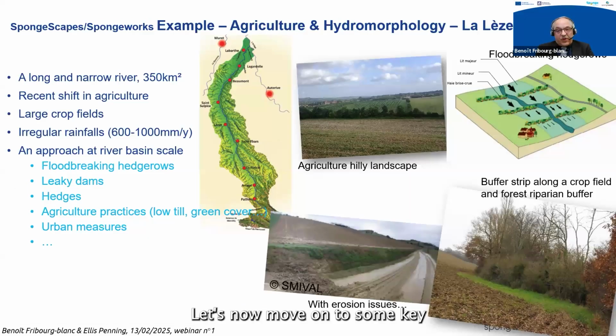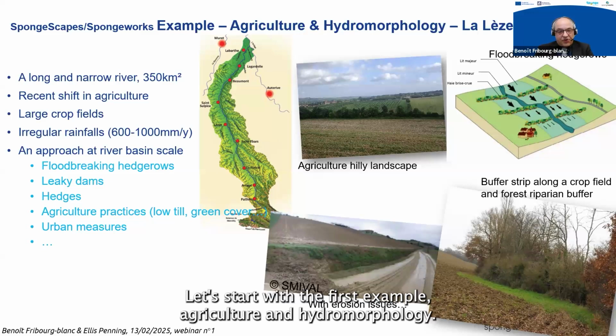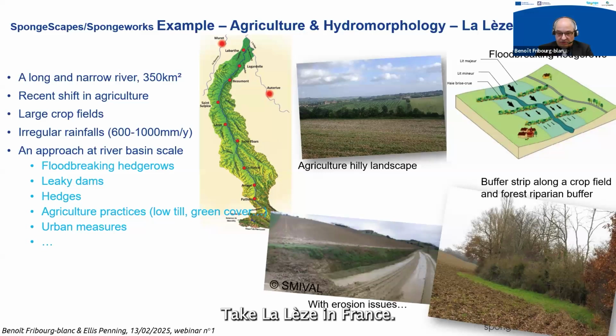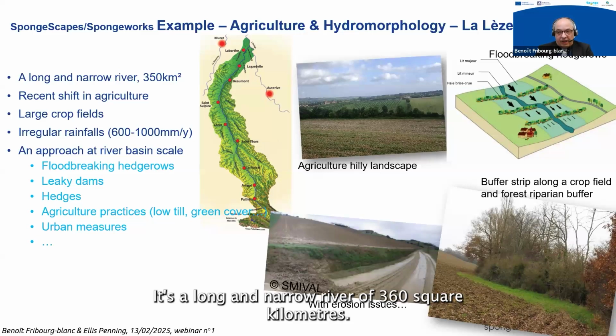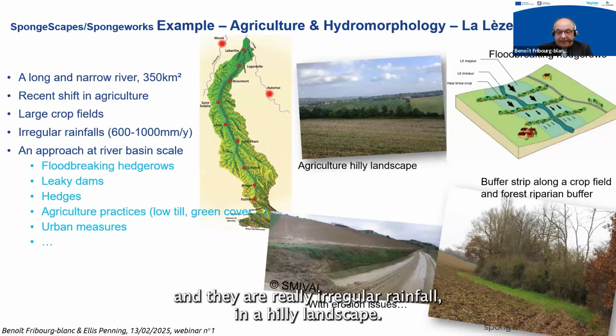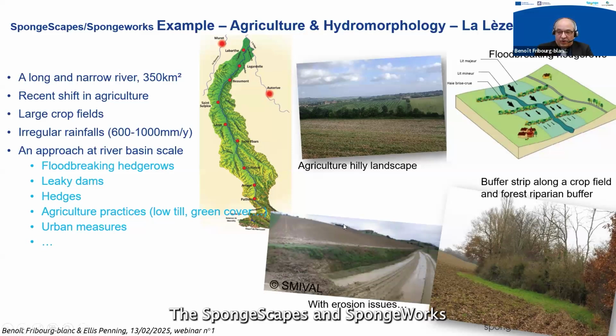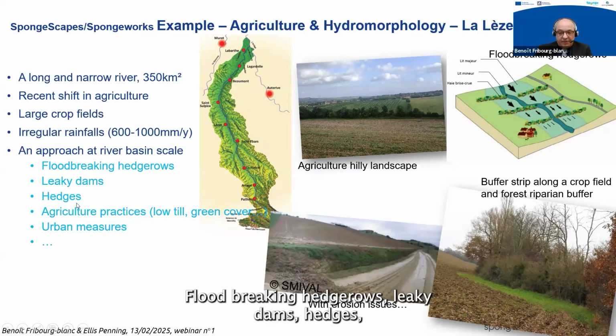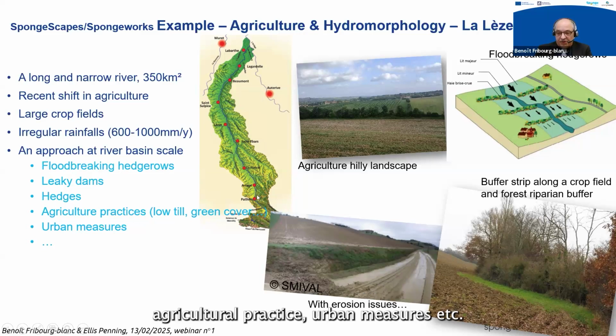Now let's go to some key examples of sponge measures. Let's start with the first example on agriculture and hydromorphology, those two categories. So La Lez in France, it's a long and narrow river with 360 square kilometers. There was a recent shift in agriculture with large crop fields, and there are really irregular rainfalls in a hilly landscape. So the development of the project is looking at the river basin scale to implement various types of measures: flood breaking edge rows, leaky dams, edge, agriculture practice, urban measures, etc.